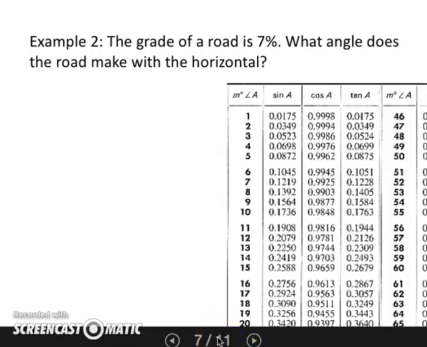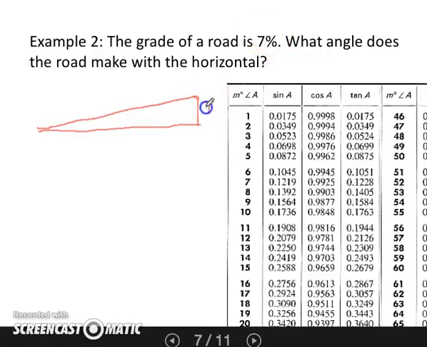Let's do another example. This time we're going to have to draw a picture. We're told that the grade of a road is 7%. Well, what on earth does that mean? Let's make our road, and if a road has a grade, then there's part of it that goes uphill. And 7% is the amount that it goes up divided by the amount that the road surface goes over this direction. So 7% is the same as 0.07.